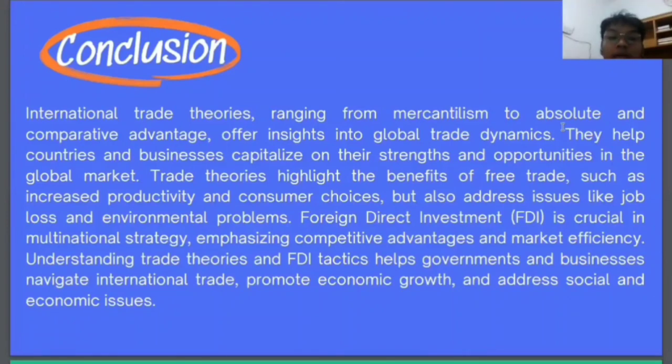And for the conclusion, international trade theories ranging from mercantilism to absolute and comparative advantage offer insights into global trade dynamics, and they help countries and businesses capitalize on their strengths and opportunities in the global market. And the trade theories highlight the benefits of free trade, such as increased productivity and consumer choices, but also address issues like job loss and environmental problems. And foreign direct investment is crucial to understanding trade theories and FDI tactics that help governments and businesses navigate international trade, promote economic growth, and address local socioeconomic issues.